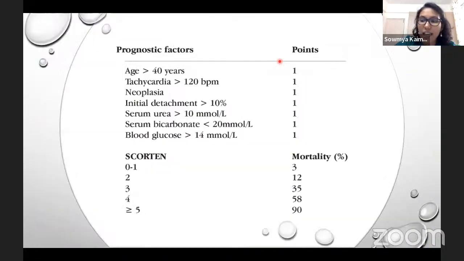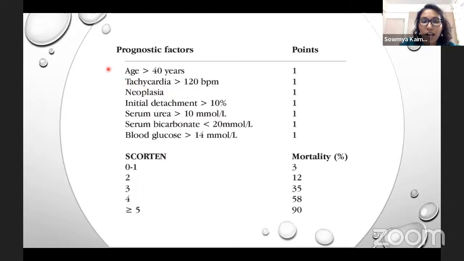So how do you decide how bad or how mild TEN is? There is a scoring system known as SCORTEN. So SCORTEN is basically a combination of 7 factors. You assign a score for each of these and you get a maximum score of 7. Three of them are biochemical parameters and 4 of them are clinical parameters. And you add it up, and then it gives you a rough idea of mortality.